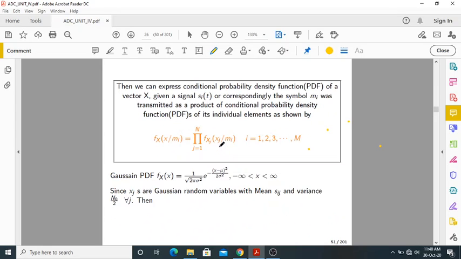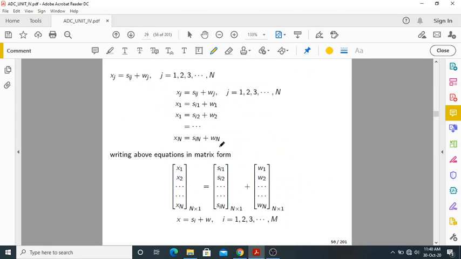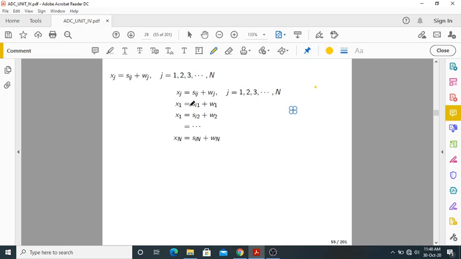Now let us write everything in a mathematical or matrix form. j varies from 1 to n. Xj equal to Sij plus wj. For j equal to 1, X1 equal to Si1 plus w1. Sorry, this should be x2. X2 equal to Si2 plus w2, and so on. Xn equal to Sin plus wn. Now if you write everything in the vector form, this forms the vector capital X: X1, X2, so on, Xn.